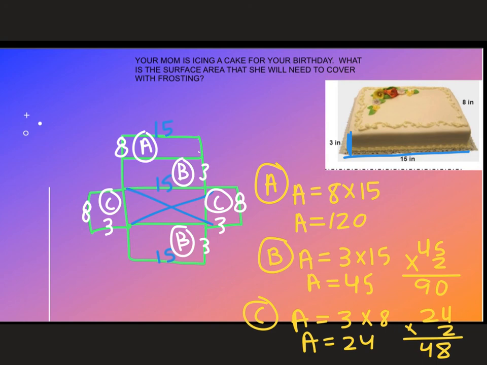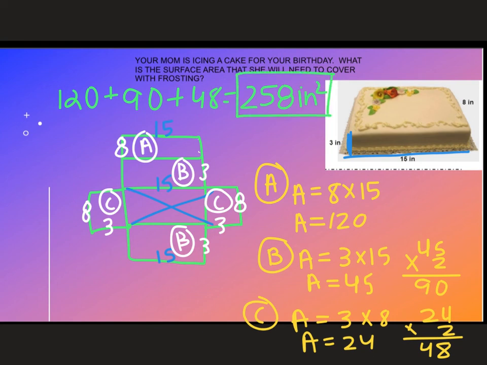Final step here, add all of our numbers together. So 120 plus 90 plus 48. I am plugging it in. You should do it as well. We should get 258 inches squared for the surface area of just what she needs to use for the frosting.